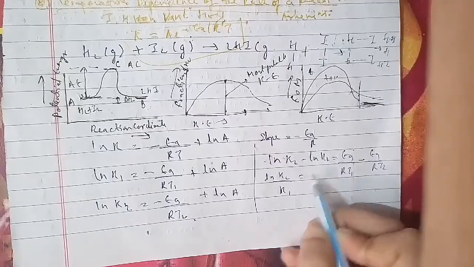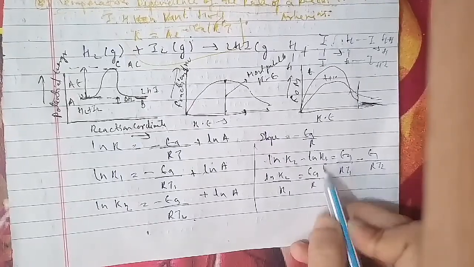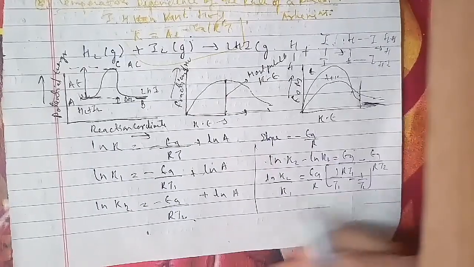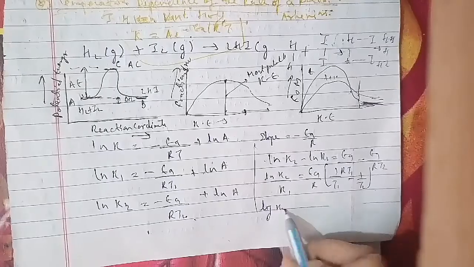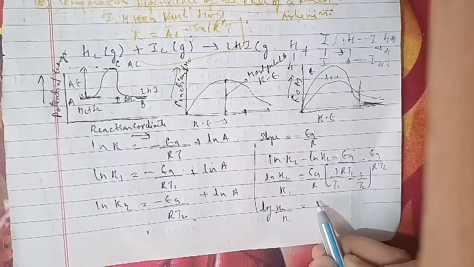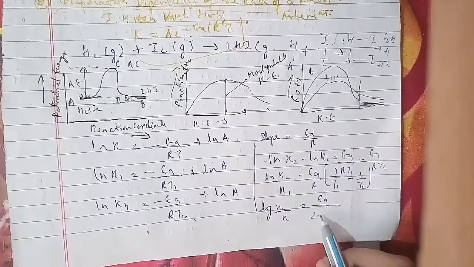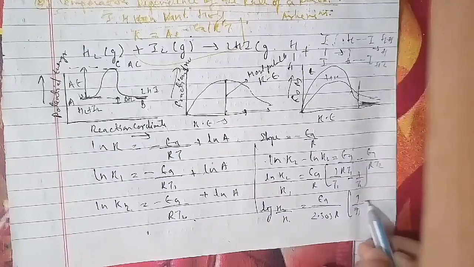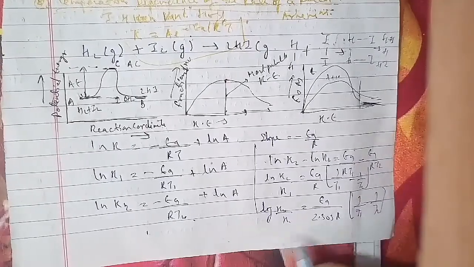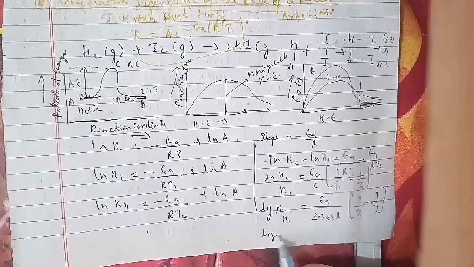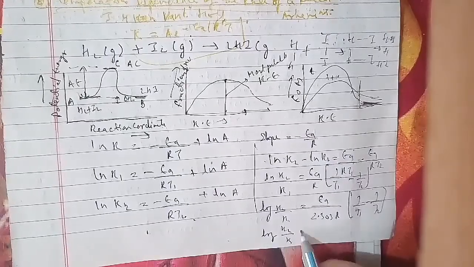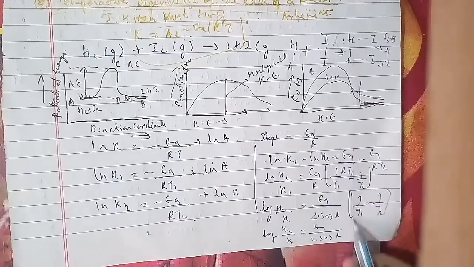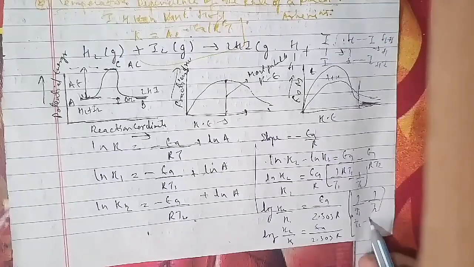ln K2 minus ln K1 equals EA upon R times 1 upon T1 minus 1 upon T2. So log K2 upon K1 equals EA upon 2.303 R times 1 upon T1 minus 1 upon T2. Therefore log K2 upon K1 equals EA upon 2.303 R times T2 minus T1 upon T1 T2.